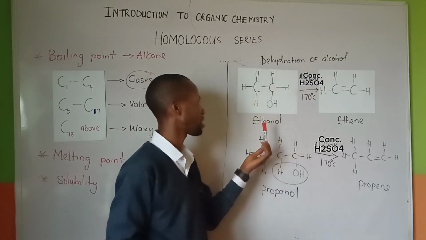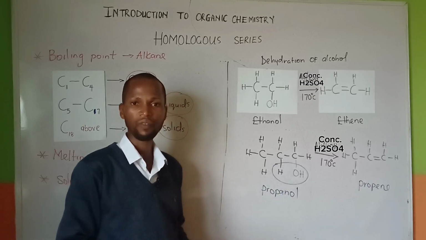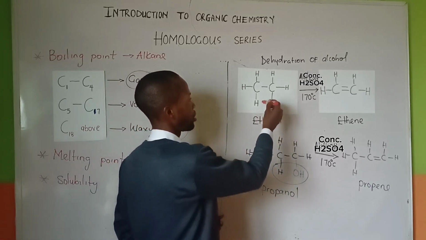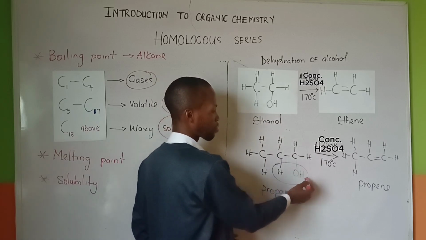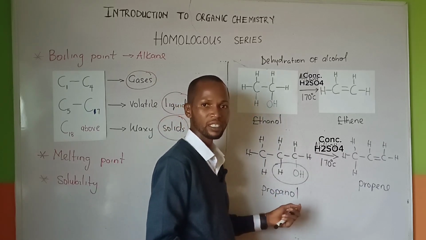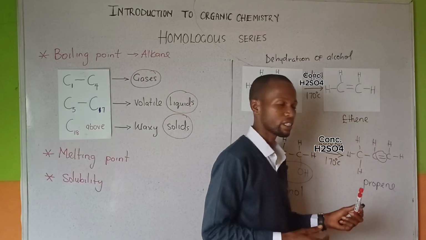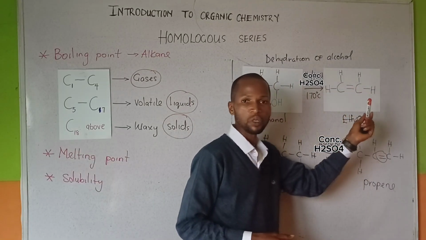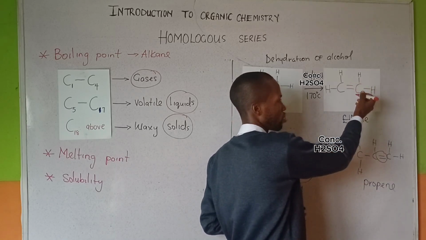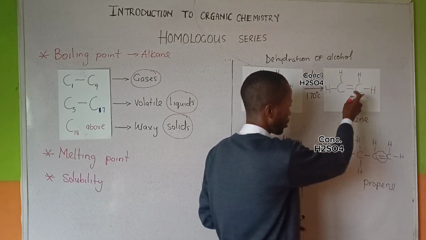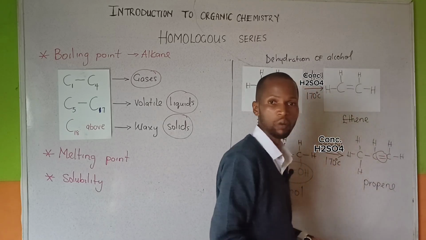Now let's check ethanol and propanol. They are in the same series. What is their functional group? The functional group in ethanol right here is OH, while the functional group in propanol here is OH as well, which is the hydroxyl group. When we consider the functional group in the ethene right here, we have the double bond. Double bond is the functionality here, while in the propene we also have a double bond there.